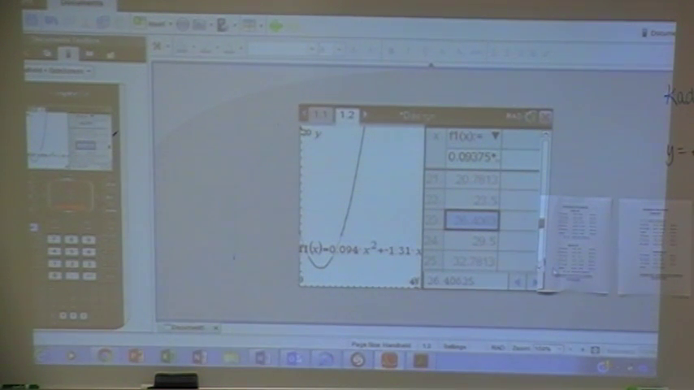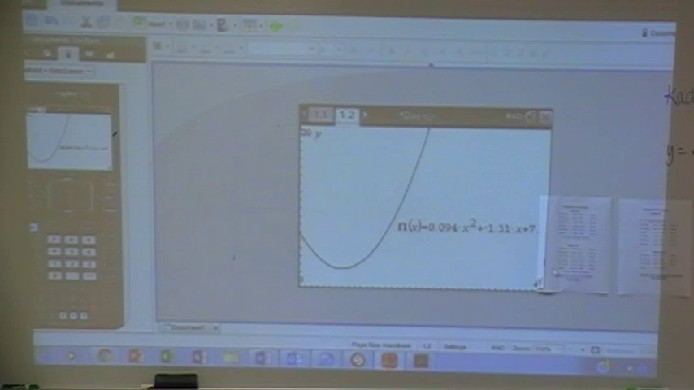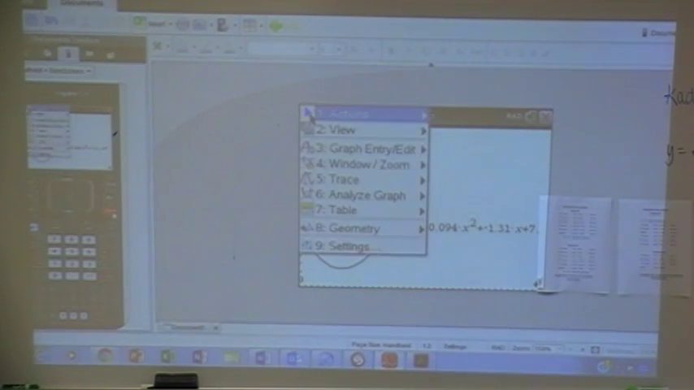Take your table off, so Control T removes your table. Hit Tab, and type $24.50. Now hit Enter. Oh, my window's not big enough. Hold on. I have to adjust my window because my window only goes up to 20. I need it to go past 24.50.